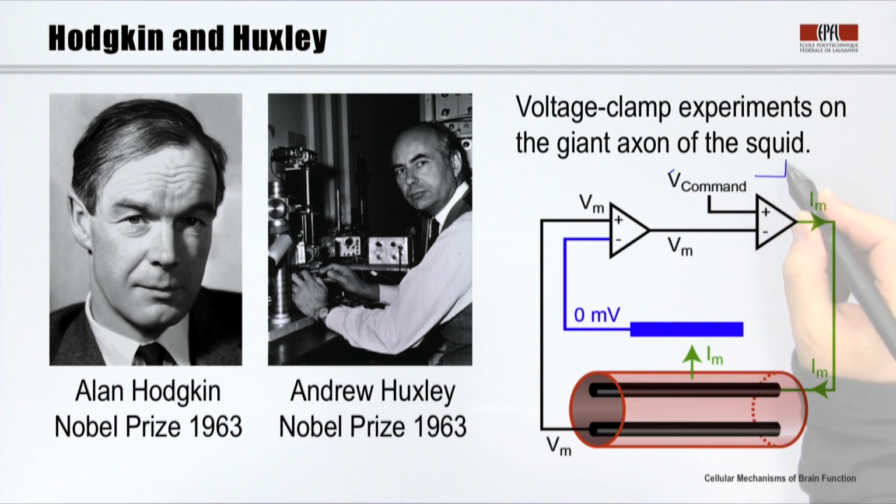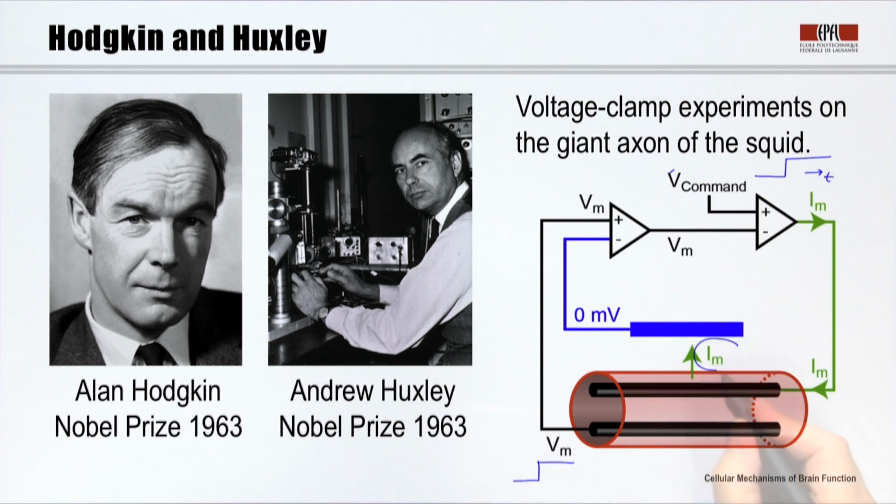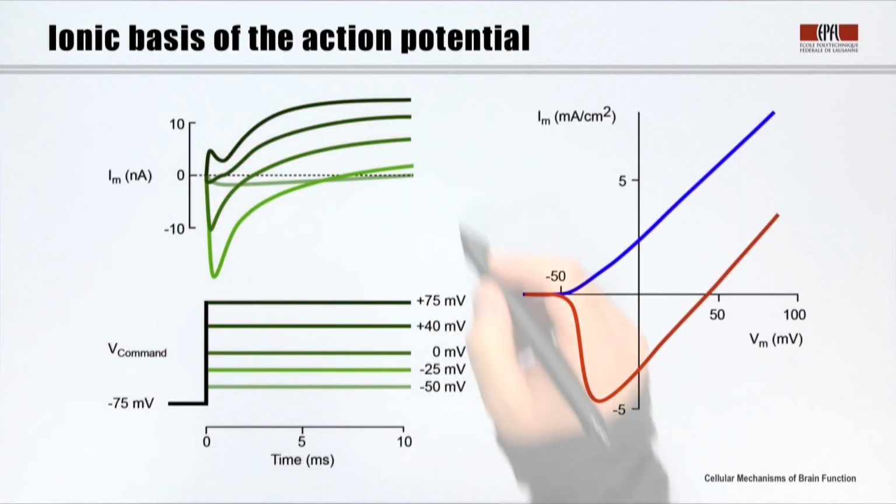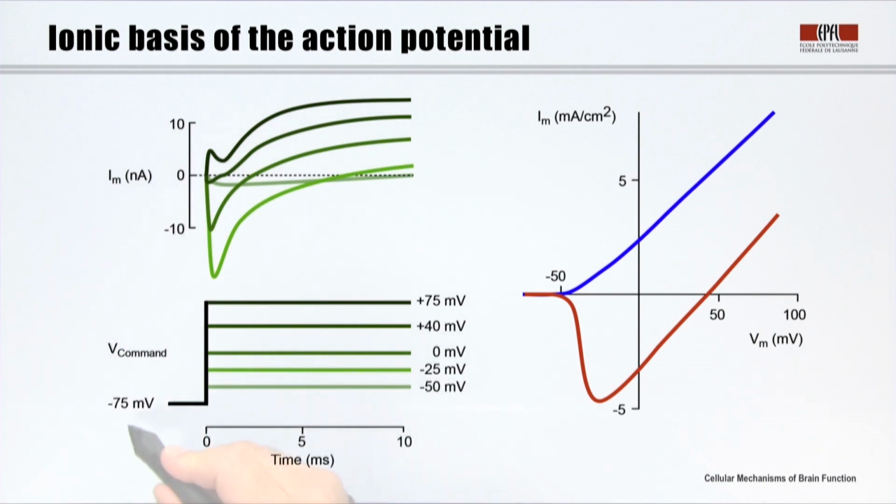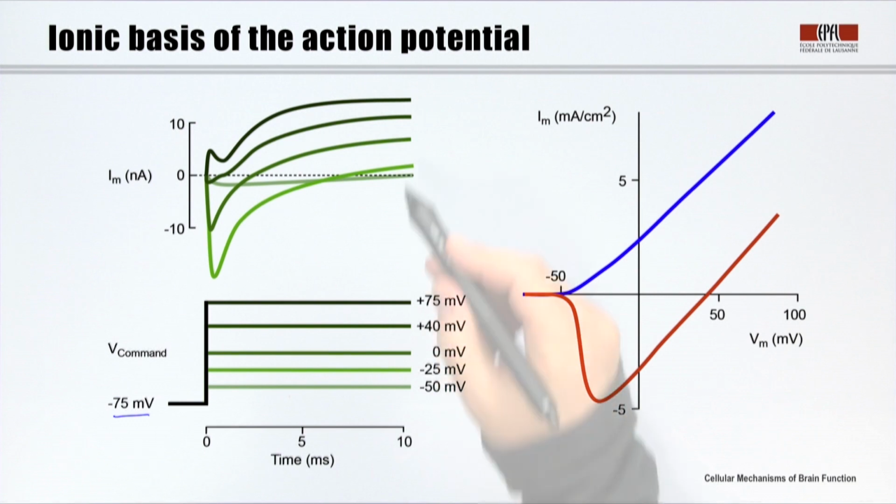Hodgkin and Huxley were thus able to impose voltage clamp steps across time that would then result in voltage steps in the membrane potential, and they would then measure the membrane current that would flow across the membrane. The type of data that they found is shown in these green traces. We begin with a membrane potential of around minus 75 millivolts, and at time 0, the membrane potential is then stepped to different potentials, and they measured the transmembrane currents.